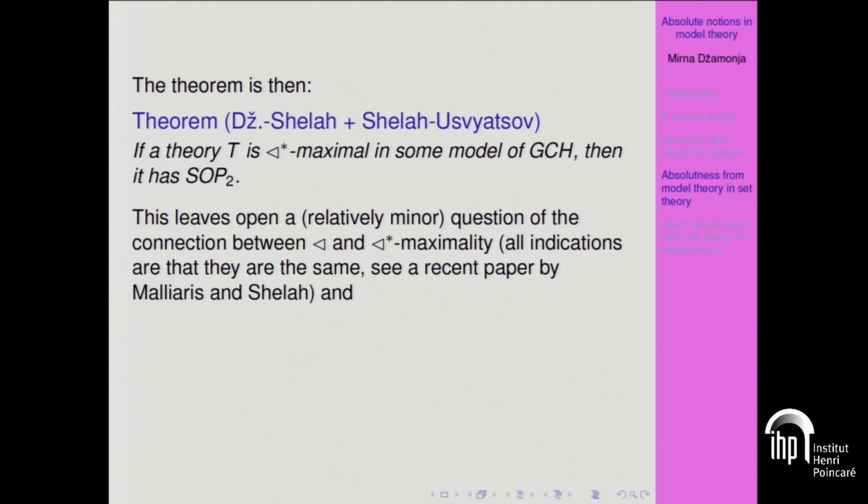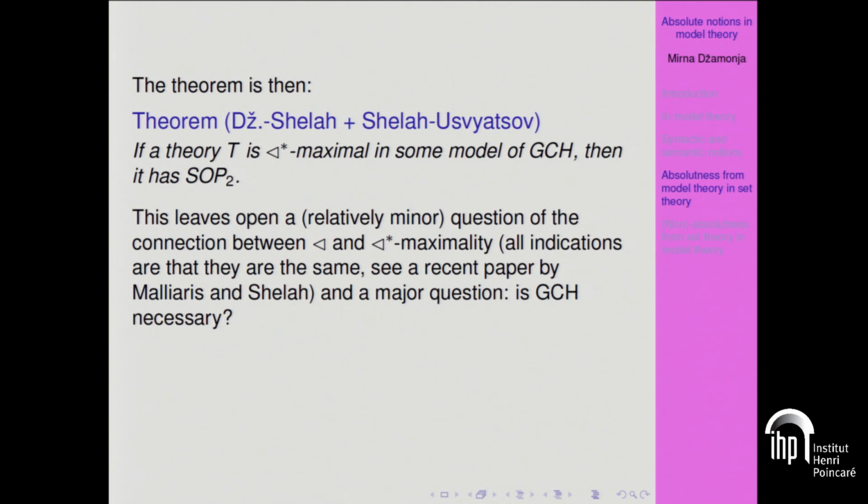And I say relative to what is known because there is a very nice recent paper by Malliaris and Shelah in which they have studied this connection. And it was studied a little bit before, and all indications are that these two things are the same. But there is a major question: whether GCH is necessary.